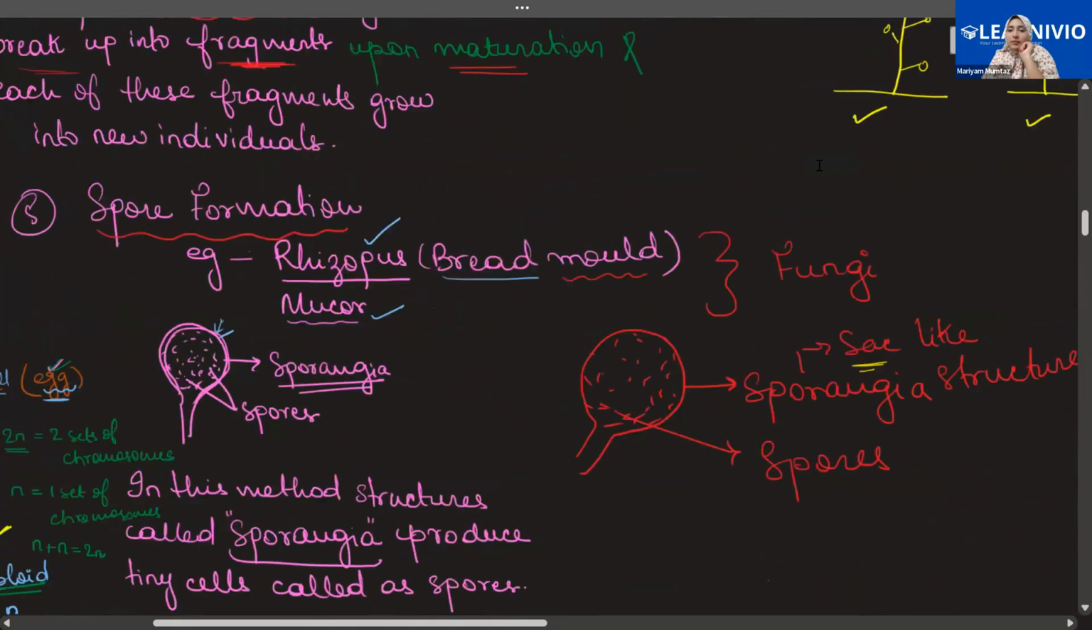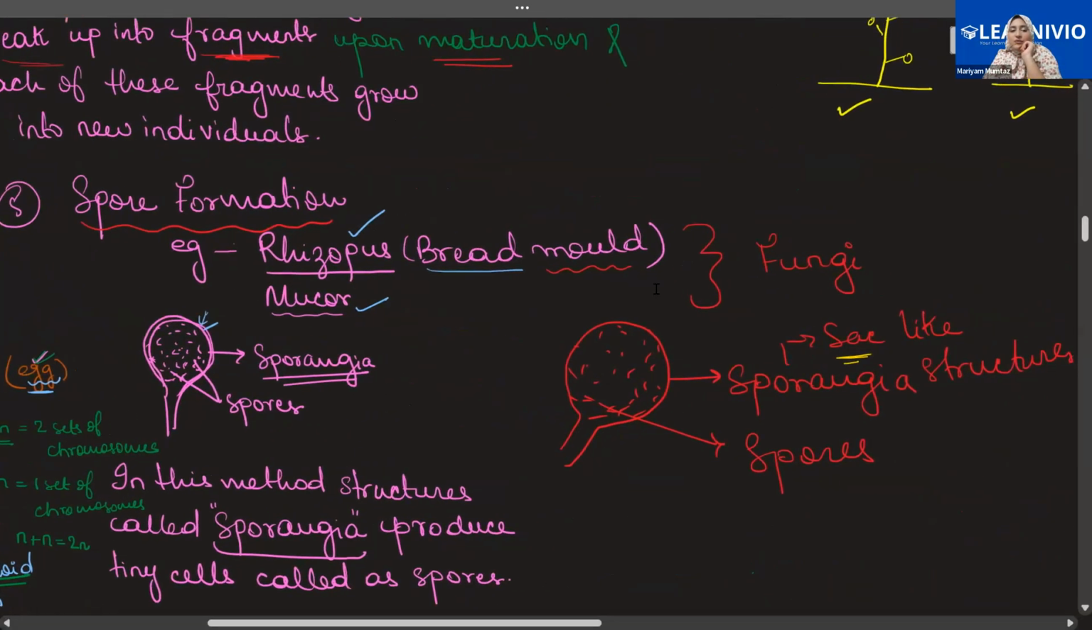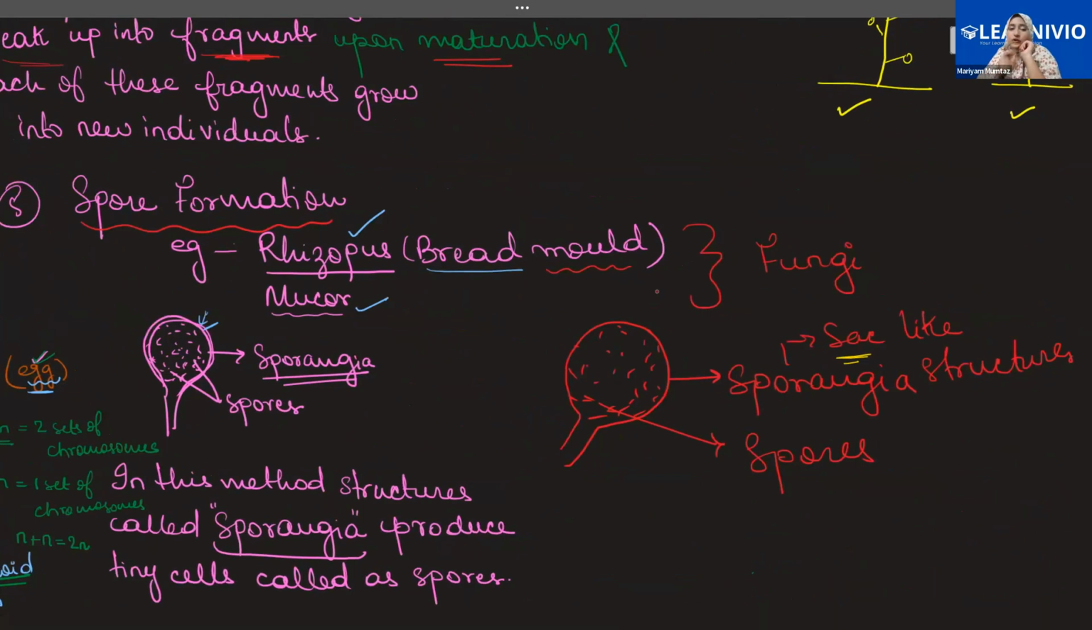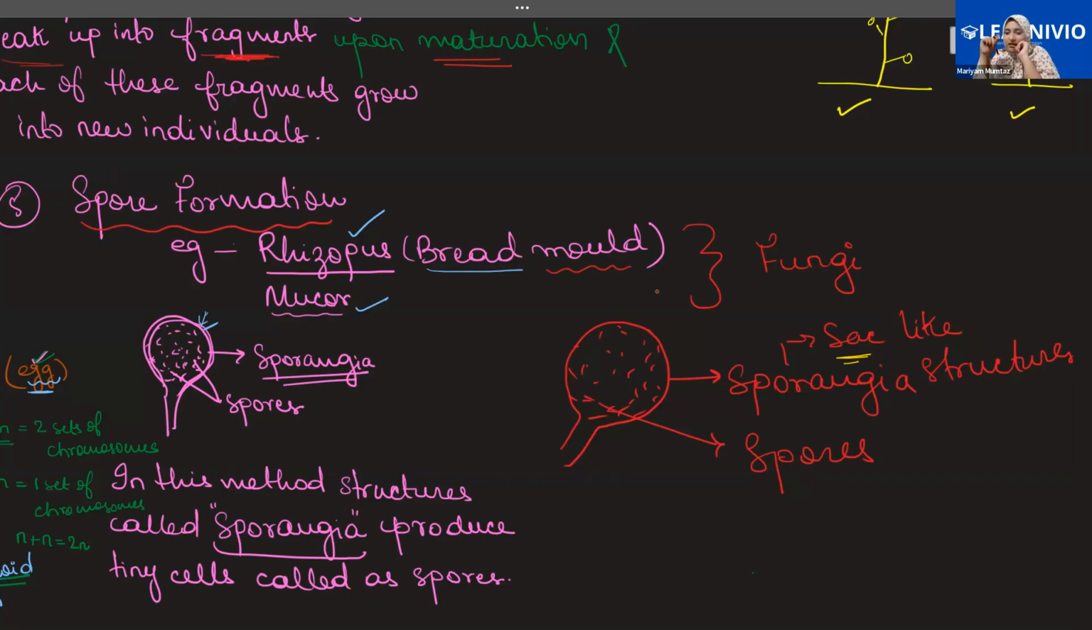Now moving forward and talking about the next type of reproduction, that is spore formation. Mostly this takes place in fungi. What happens in a fungus like rhizopus, which is the bread mold? When our bread goes bad, the black fur-like structures that develop on our bread are rhizopus. It is a bread mold.